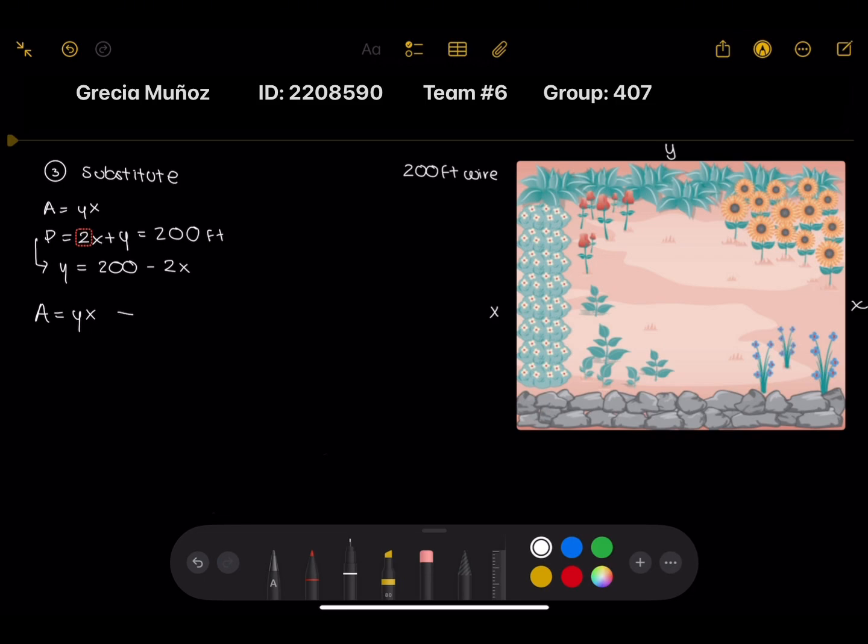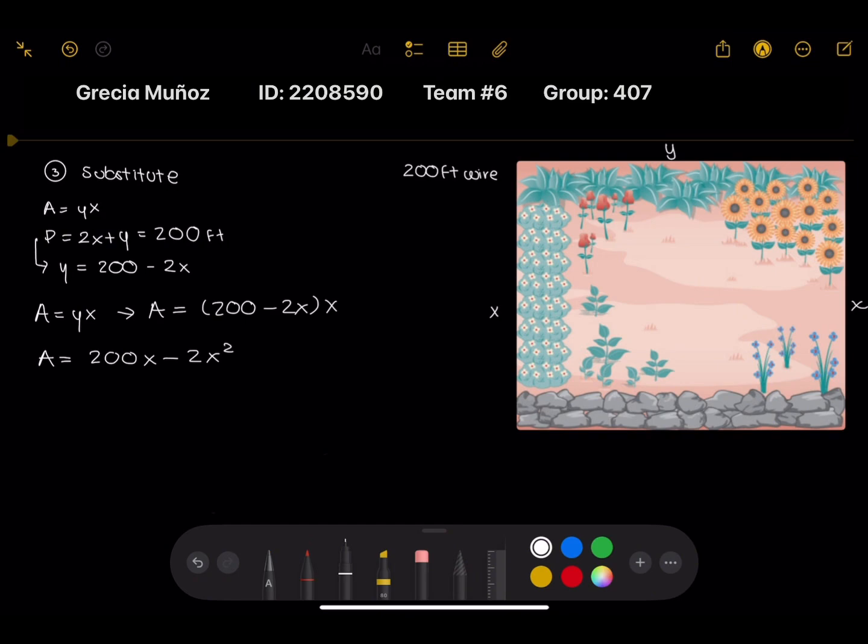That means the area is equal to (200 minus 2x) times x, because this is the value of y that we have in this formula, and we have the value of x here. Now we simplify this, and the area equals 200x minus 2x squared.